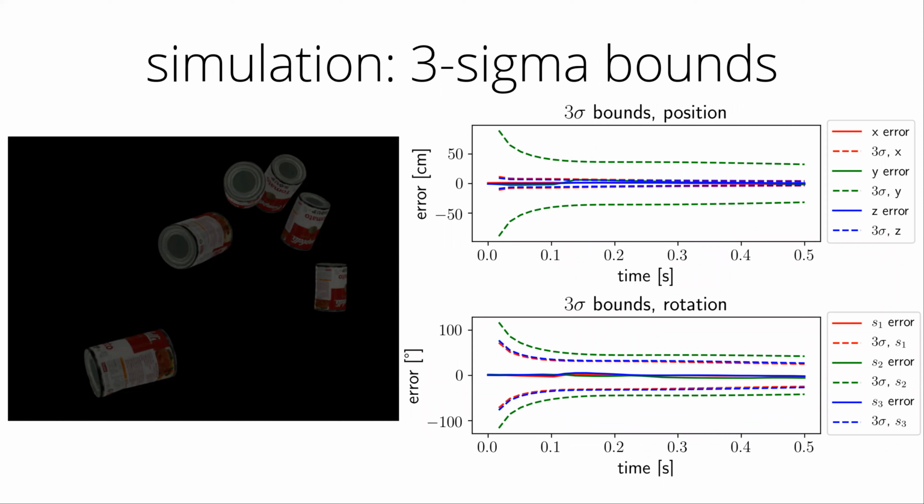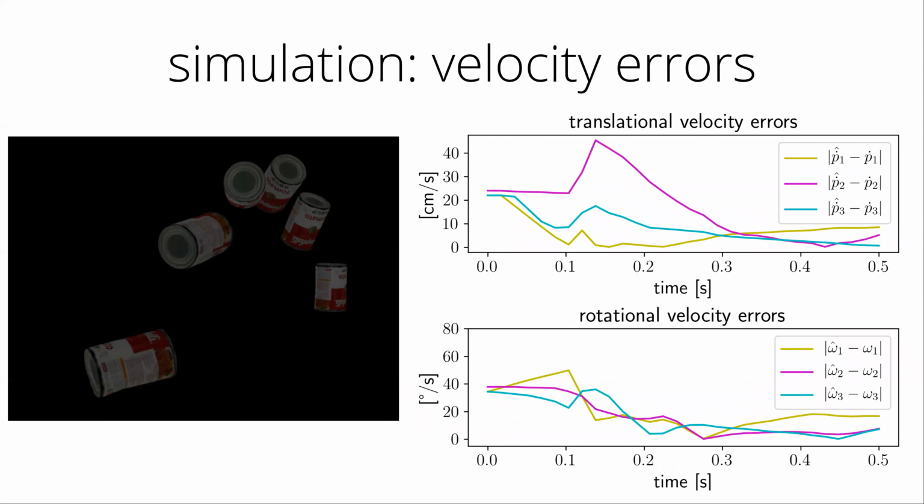We can also plot the 3 sigma bounds based on the covariance matrix from the filter. We see that the position errors and the rotation errors both stay between the 3 sigma bounds. The neural network provides measurements of only the position and orientation, but since we're filtering the full dynamics of the object, we get velocity estimates as well. We can see that the translational velocity errors converge down to below about 10 centimeters per second, and the rotational velocity errors converge down to below about 20 degrees per second.